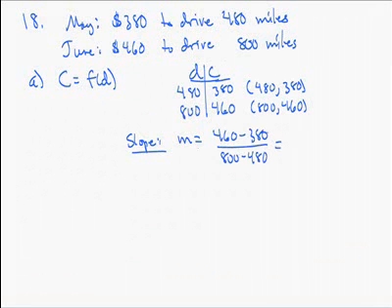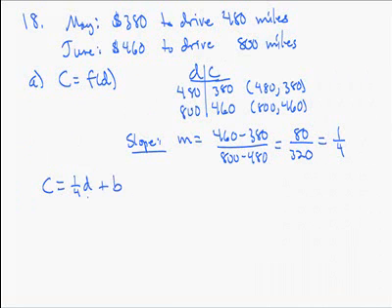What do we get here? Well, we get 80 divided by 320, which of course reduces to 1/4. So we have a slope of 1/4, so our function c will be equal to 1/4 times our independent variable d plus some y-intercept b.